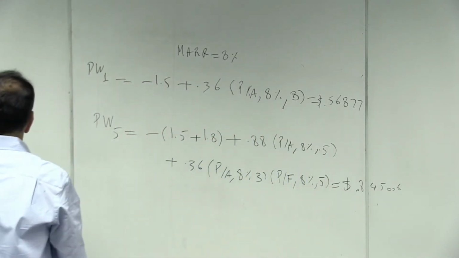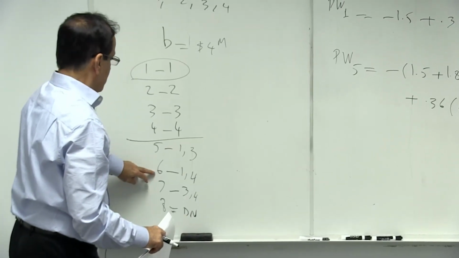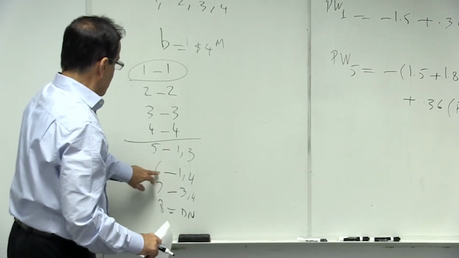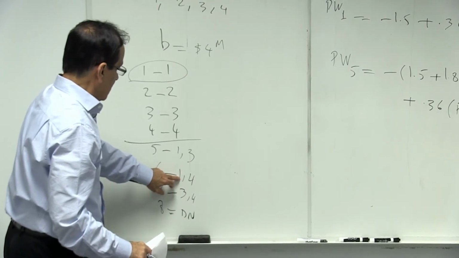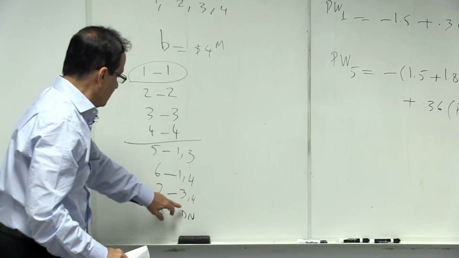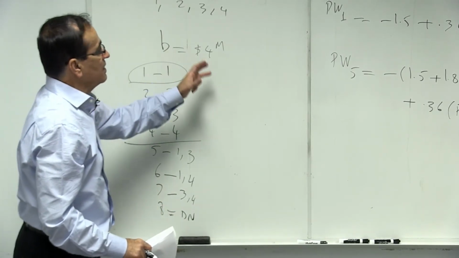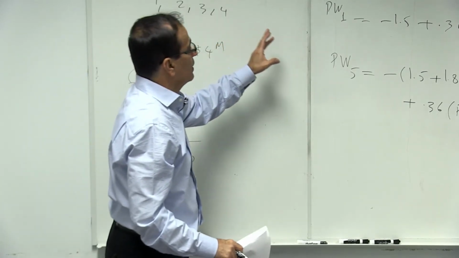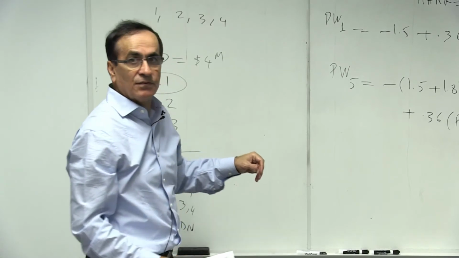I'm not going to do the next ones because it's done the same way for bundle number 6, which consists of alternatives 1 and 4, and bundle number 7, which consists of 3 and 4, and the last one is do nothing. So next, I'm going to summarize and give you the present worth value for each bundle to see which one is the best alternative.